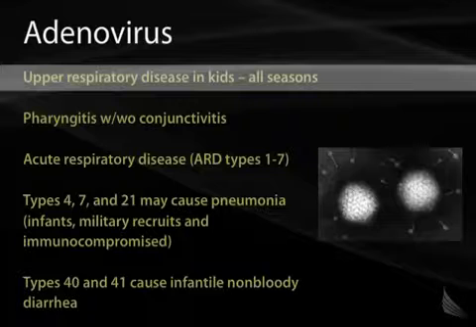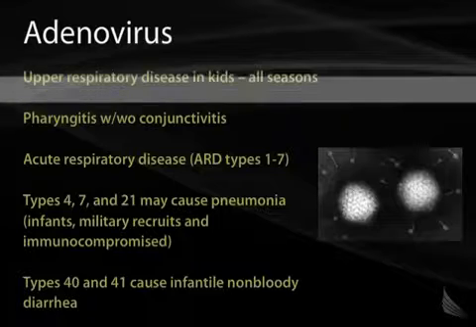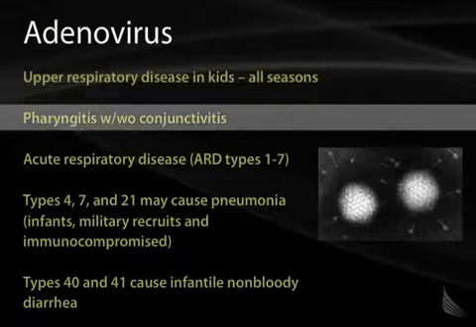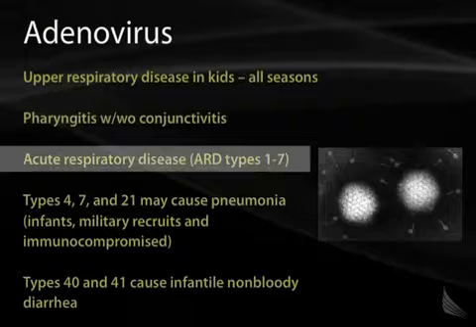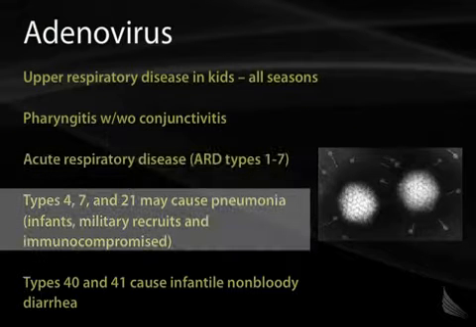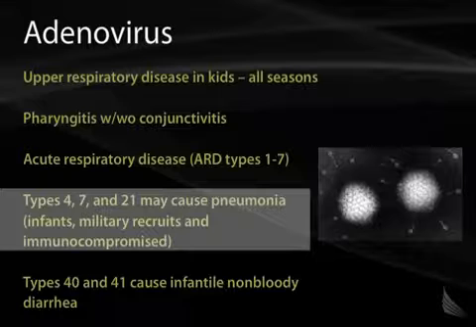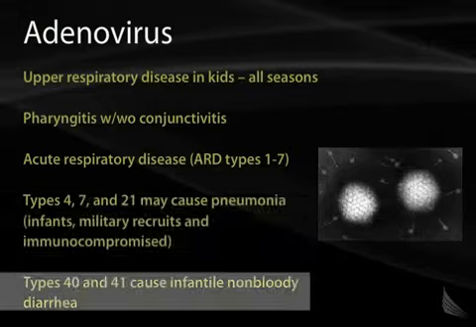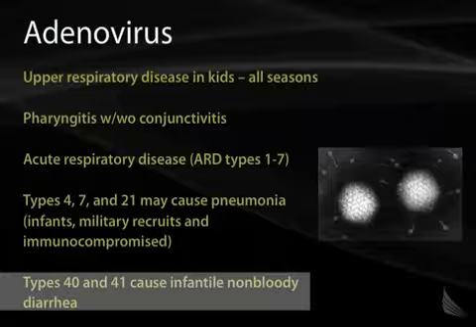Adenovirus can cause an upper respiratory disease in kids in all seasons. It can cause a pharyngitis with or without conjunctivitis. It causes acute respiratory disease, ARDS type 1 through 7. Types 4, 7, and 21 may cause pneumonia in infants, military recruits, and those who are immunocompromised. Types 40 and 41 can cause infantile non-bloody diarrhea. This is a picture of adenovirus with its nucleocapsid core.